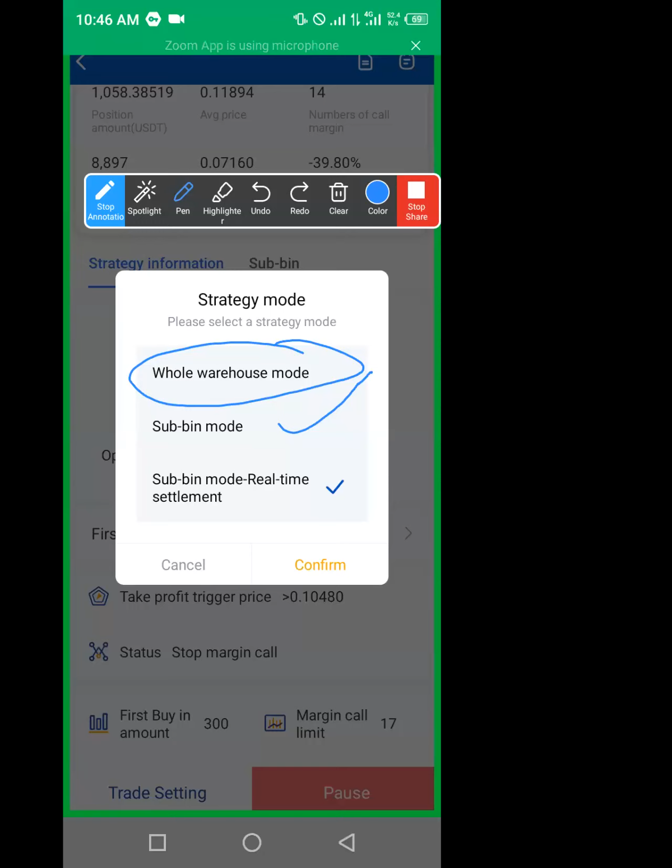While in the sub-bin real-time settlement mode, this is where when it sells the fifth margin call and above, it shows you that small profit there and then. It buys, it tells you. When it sells, it shows you. When you go to the transaction record, it will show you the sub-sell.